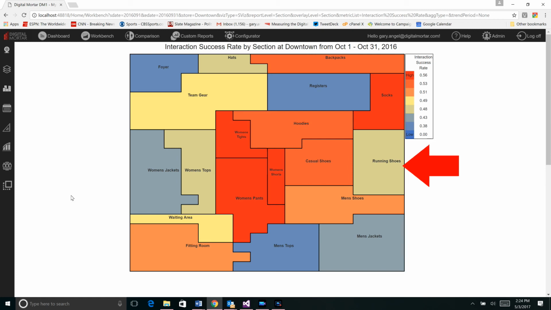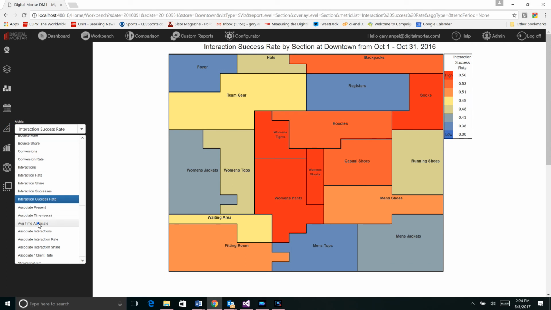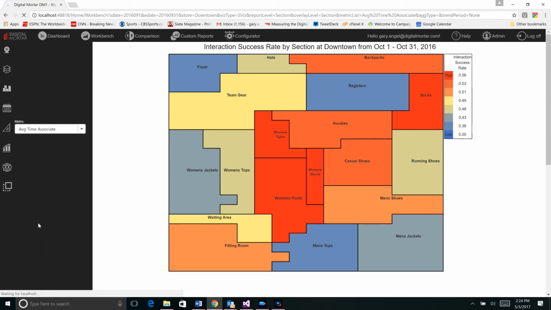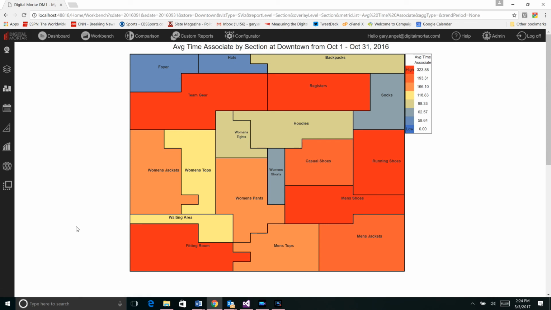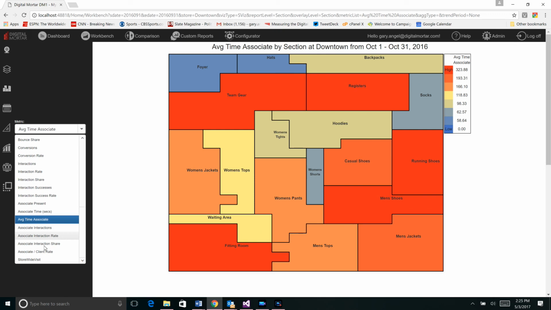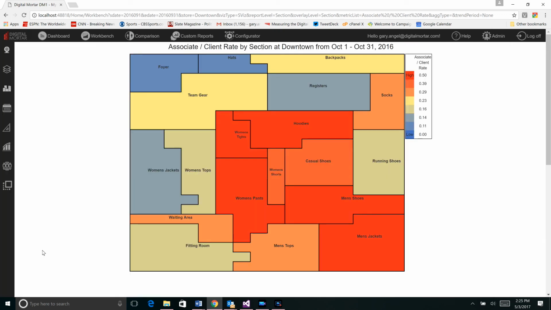In the views I've had so far, I've been able to look at where customer traffic was and where associate interactions occurred. But I can also look at where associates are spending their time. Even better, I can track the associate to client ratio down to each section of the store. With this metric, I can see that even though men's jackets doesn't get that much associate time, it gets plenty of coverage relative to its traffic.